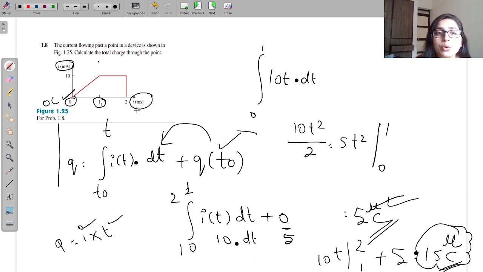So from 1 to 2, what is the expression for the current? It is 10 because it is a constant. So if I am integrating 10 with respect to time, you are going to get 10t. Now substitute the limits 2 and 1, you are going to get 10 microcoulomb, and the initial 5 microcoulomb also will be added. So total charge will be 15 microcoulomb. Okay, so this is the answer.